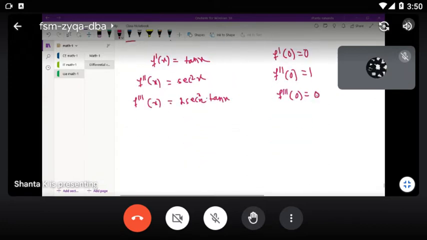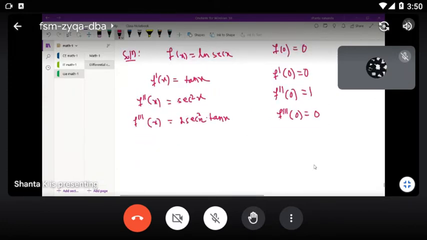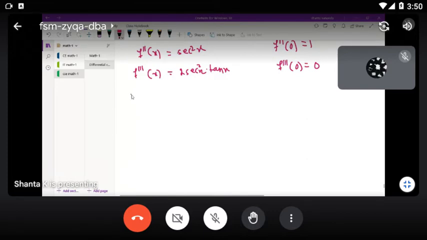So here you can see we have 3 terms 0 by now, on to the fourth derivative. Tell me if I'm making any mistake. So what is the fourth derivative? 2 secant power 4 x.